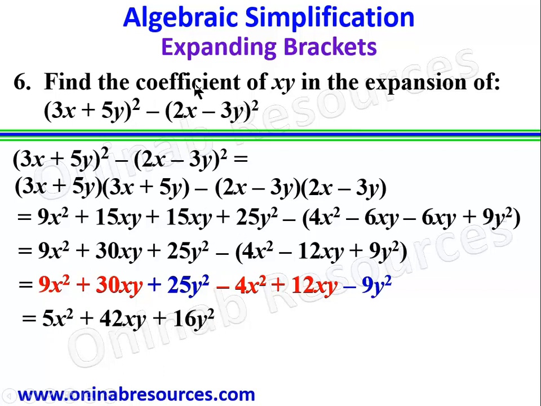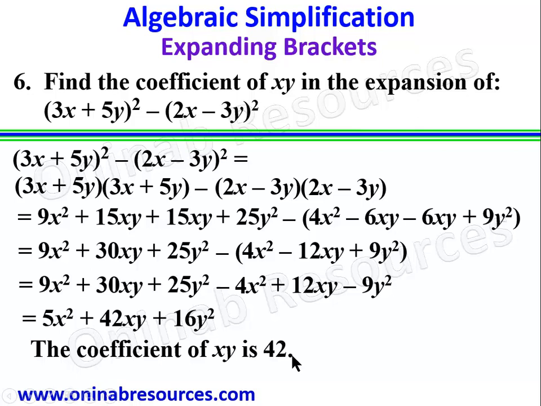The question says find the coefficient of xy in the expansion. So the coefficient of xy is the number that is attached to xy, which is positive 42, which we can still write as 42, so the coefficient of xy is 42. If you have it as negative here, the coefficient will be negative 42, but since it is positive, we can write positive 42 as 42.